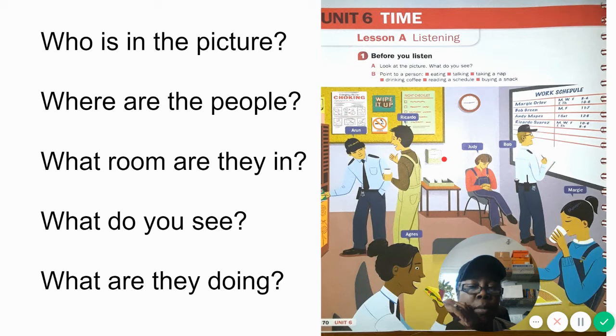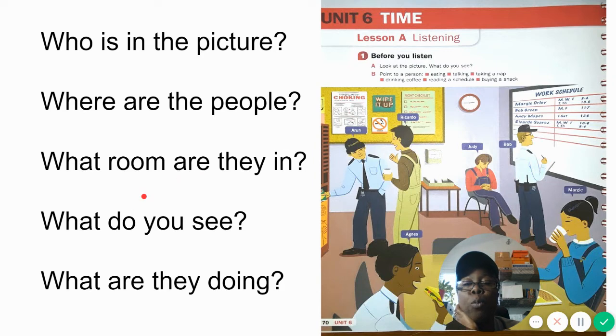When you go to work, you can stamp your time card. Here's some time cards down here. You stamp your time card on the time stamp. Then you have this bulletin board. So you see a lot of different things. So where are they? They're at work.